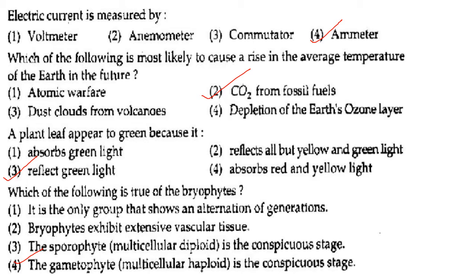Which of the following is true of the bryophytes? Option 1, it is the only group that shows an alternation of generations. Option 2, bryophytes exhibit extensive vascular tissue. Option 3, the sporophyte, multicellular diploid, is the conspicuous stage. 4, the gametophyte, multicellular haploid, is the conspicuous stage. Answer is option 4, the gametophyte, that is multicellular haploid, is the conspicuous stage.